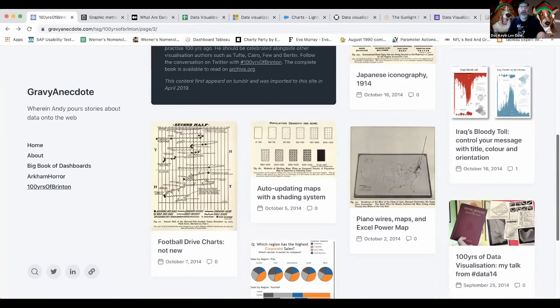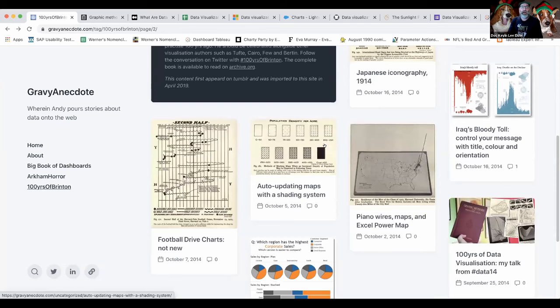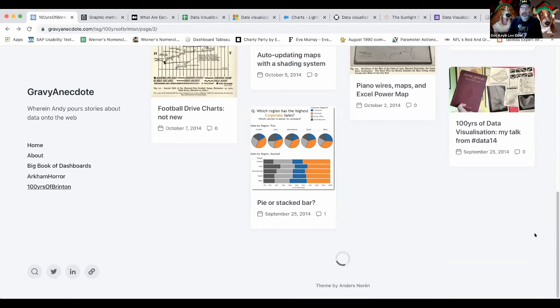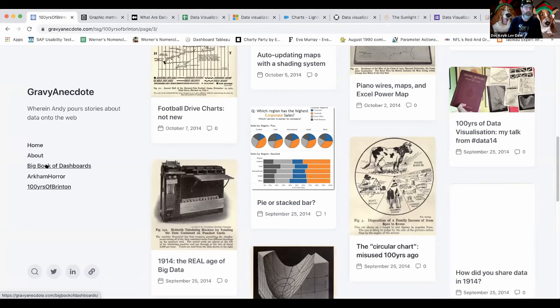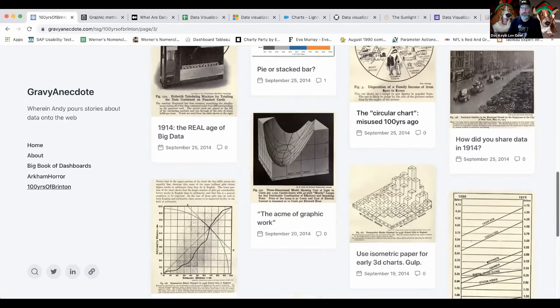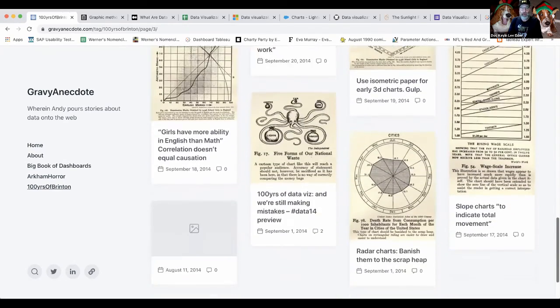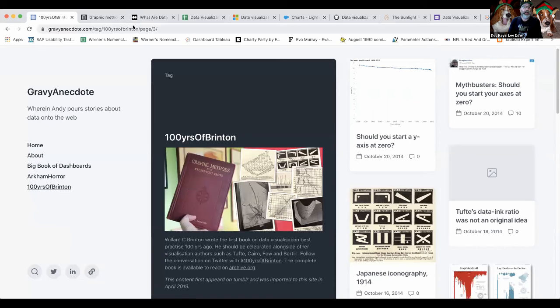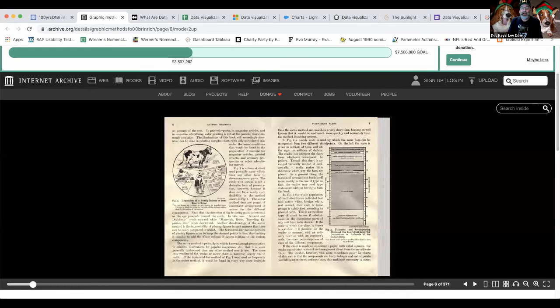I showed you the drive chart. Again, the auto updating maps. Here are the Ben Day shading examples there. Looking at pie charts, just all kinds of stuff. And again, if you don't know Andy, how do you not know Andy? Big Book of Dashboards, got to be sitting on your shelf if you're creating dashboards. Just a great evangelist for Tableau, but an even greater evangelist for this is what we should be doing with DataViz. So Andy put together this great site, and I'm trying to work with him to build an article out of that for my academics to see and for you guys to see.